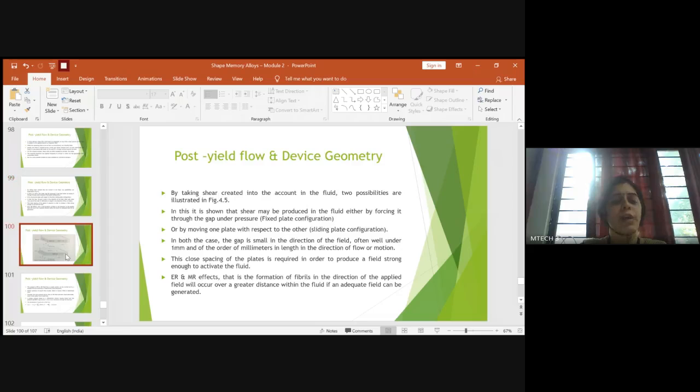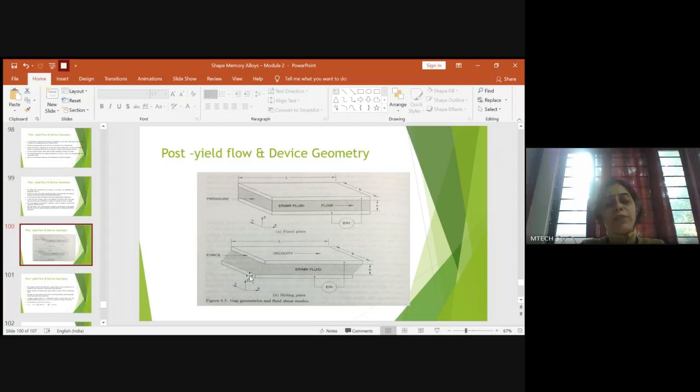This means that when you have a uniform amount of electric field subjected throughout, it results in the formation of fibrils across each surface, and hence the viscosity will enhance right from the starting point to the end point. Due to high viscousness, the ER effect or the MR effect will be high in that particular smart fluid.